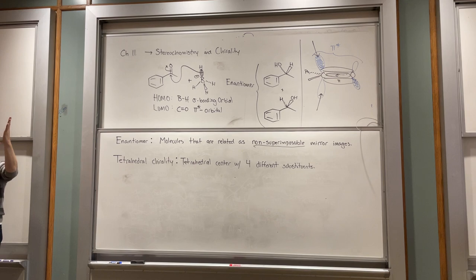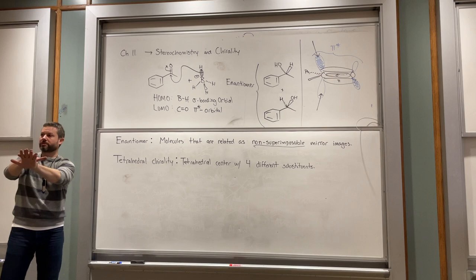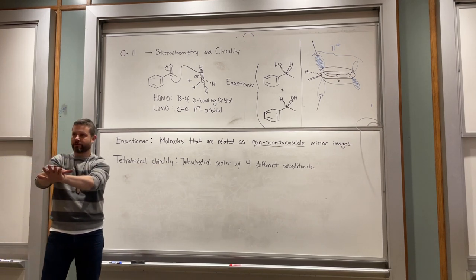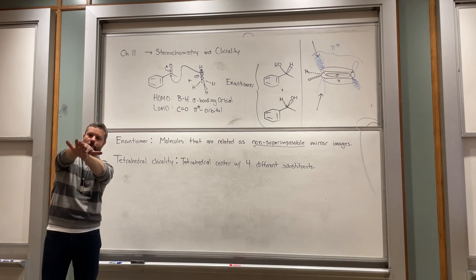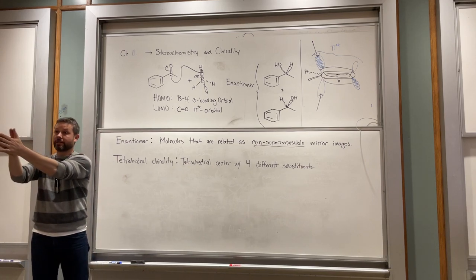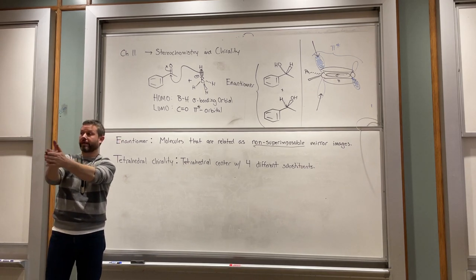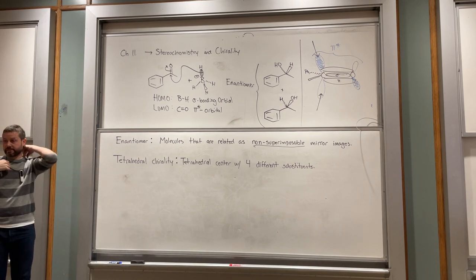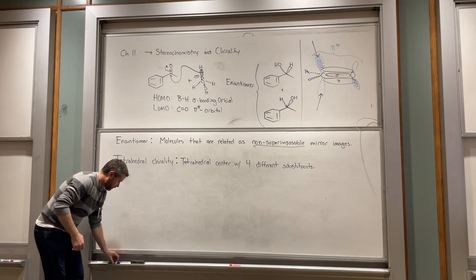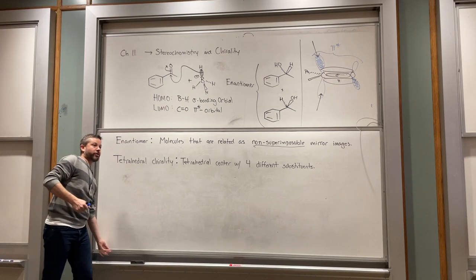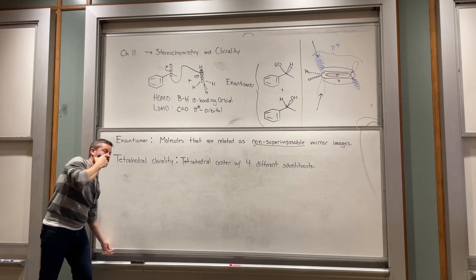I can turn them this way, they're mirror images of each other. Turn them this way, they're mirror images of each other. If I try to superimpose them over one another and make them match, that can't happen. In this case, one thumb is off one side, the other thumb is off the other side. Here, the thumbs are aligned, but the top of one hand's going one way, the top of the other hand's going the other way. So these are chiral entities. The word chirality is derived from the Greek word for hands, which is kairos.